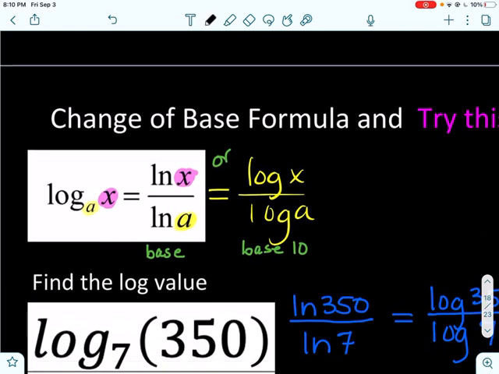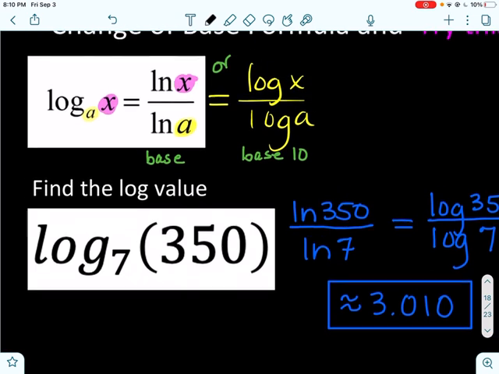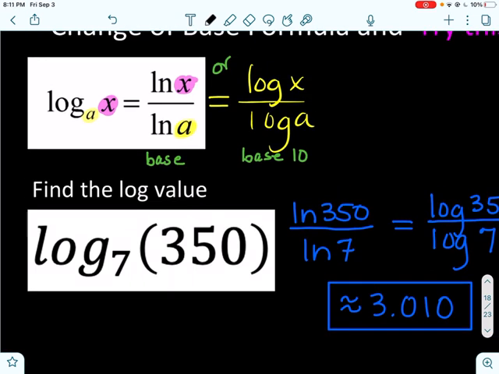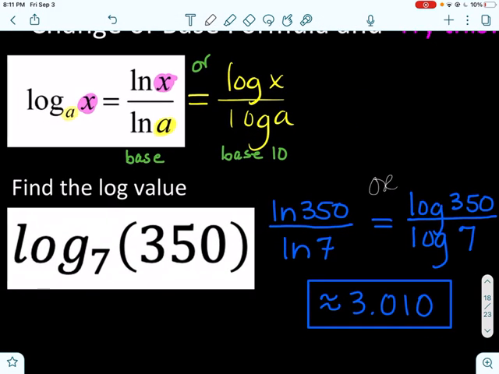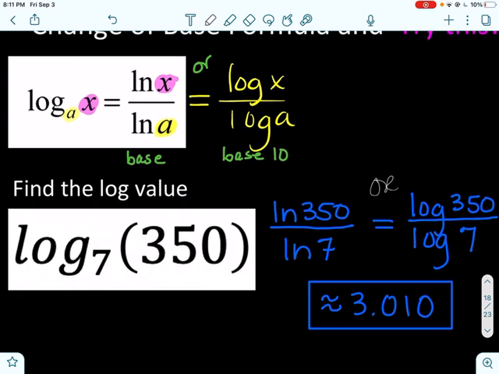So with that, we want to find the value of log base 7 of 350. If you notice, I've already set it up where you have ln of 350 over ln of 7, or we could say that that's the same thing as saying log 350 over log 7. And then our final answer should still be 3.010 rounded to 3 digits.